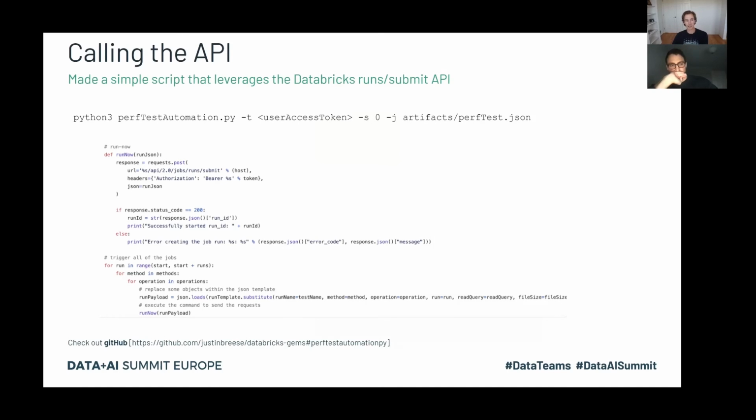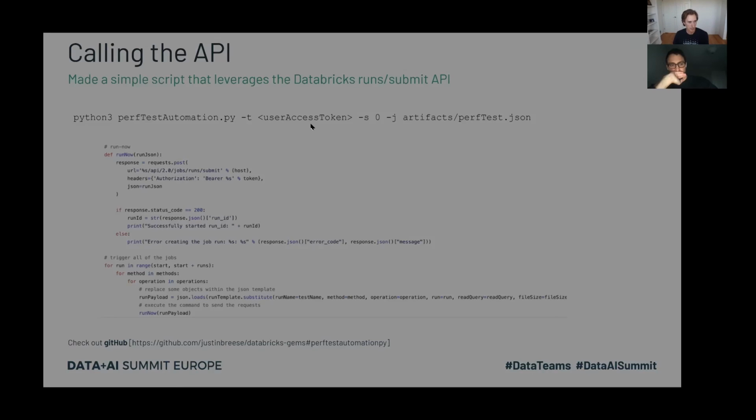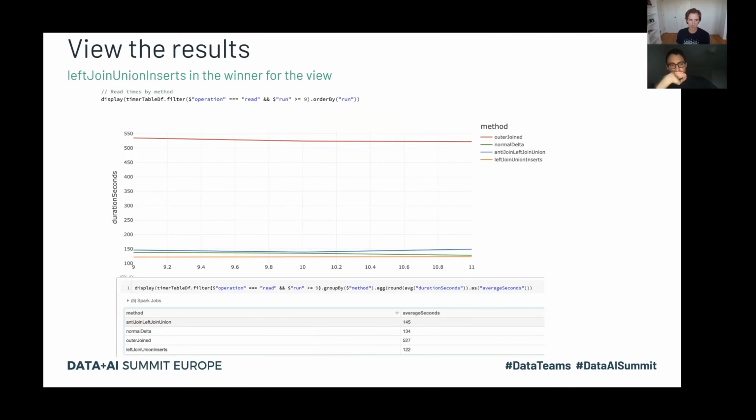So the next phase is actually calling the API. This is also in the repo. Really simple. It's just going to go through everything that we want to do. It's a simple command to call, point it towards the JSON file, provide your user access token within Databricks, and hit go. And it just runs. Then when we want to read the timer table, let's look at the reads, let's look at the runs, and let's see the data.